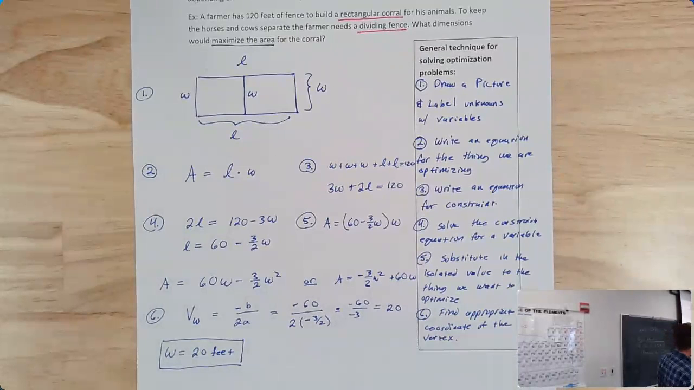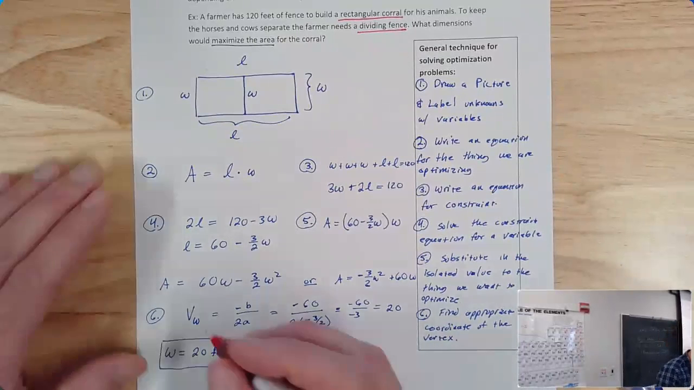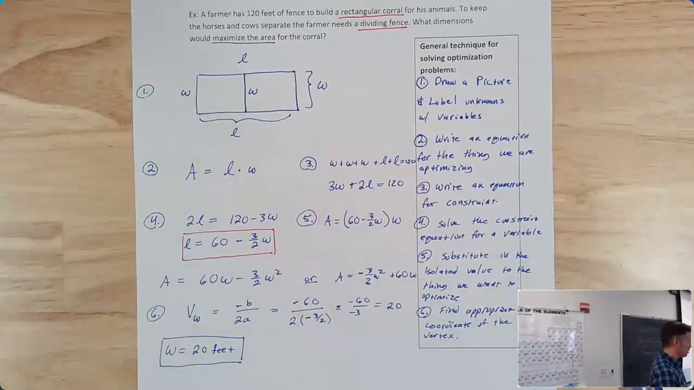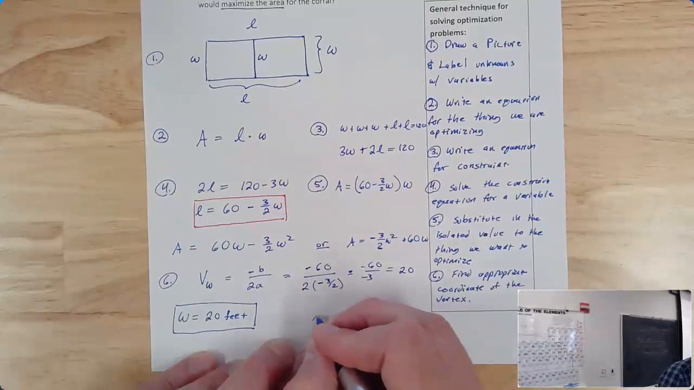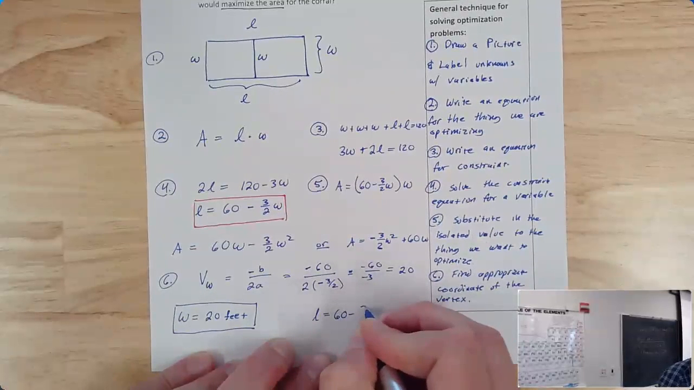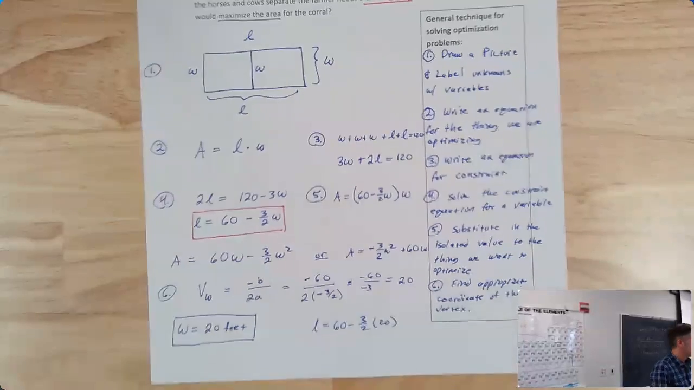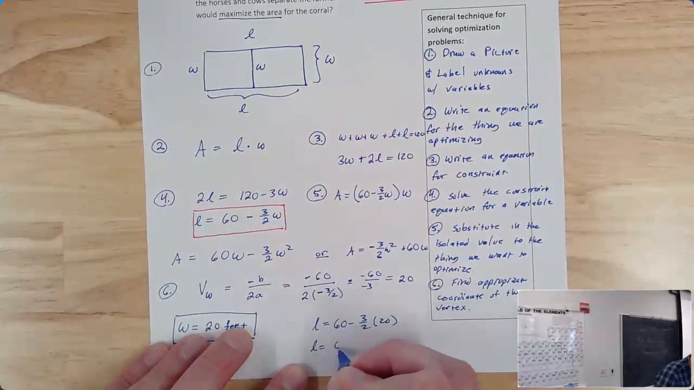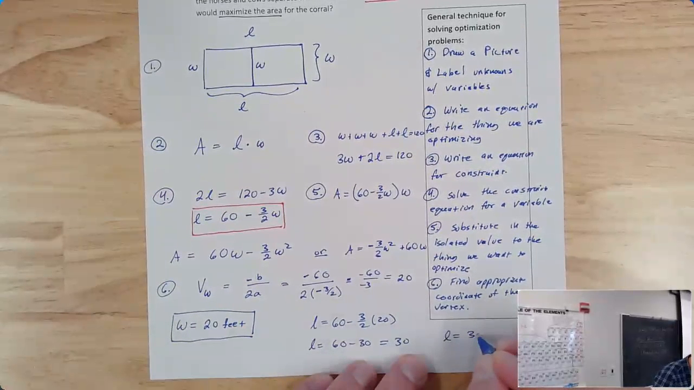So if I want to find the length, I'm not going to find the other coordinate of the vertex. I will in a second, just to close that loop. But what I really want to do is say that I know my length is equal to 60 minus 3 halves W. So if I'm trying to find the length and I know the width, the length is going to be 60 minus 3 halves times 20. 3 halves times 20 is 30. So the length is going to be 60 minus 30, which is just 30. So the length is equal to 30 feet.